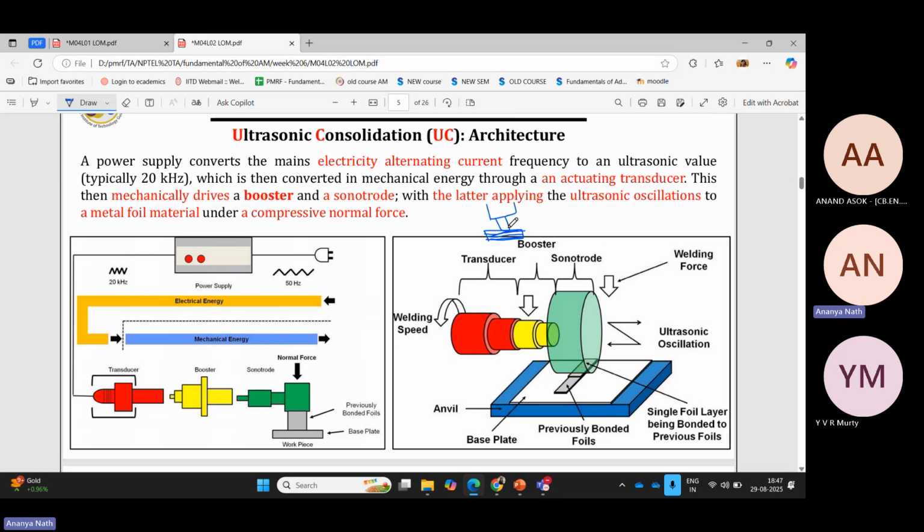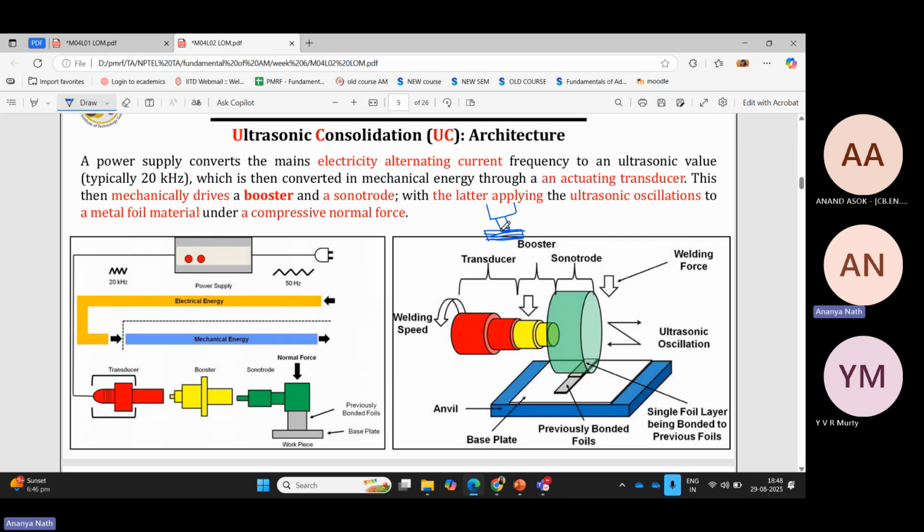This is the sonotrode, which has a circular cross section at the end, and which is putting the pressure at an ultrasonic speed. The speed at which the sonotrode comes, touches the metal, and then moves up, touching the metal, and then moving up, is in the ultrasonic region. So it's very, very fast, so fast that you cannot see it with your bare eyes. So that is the ultrasonic wave that you are putting into your metal.